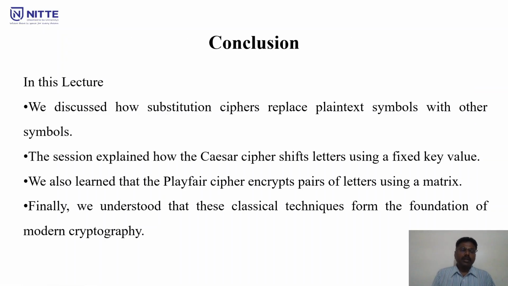We come to the conclusion. In this lecture we discussed how substitution ciphers replace the plain text symbols with other symbols. The session explained how the Caesar cipher shifts the letters using fixed key values. We also learned that the Playfair cipher encrypts pairs of letters using the key matrix, and finally we understood that these classical techniques form the foundation of modern cryptography.